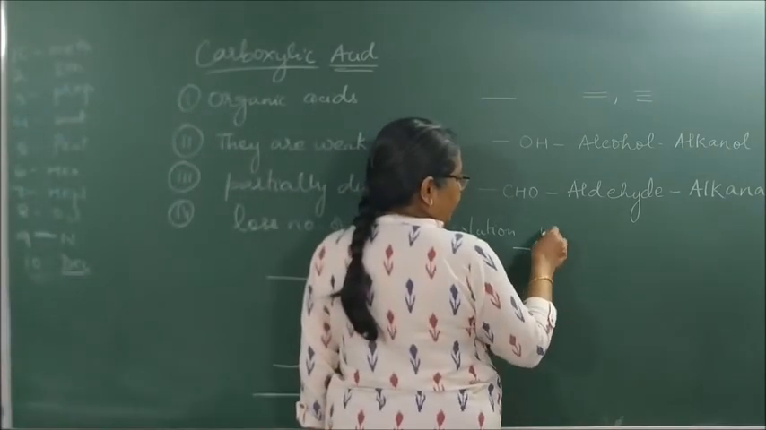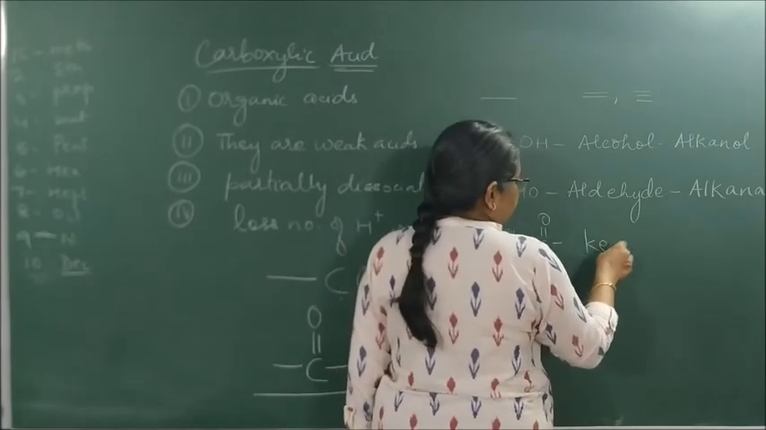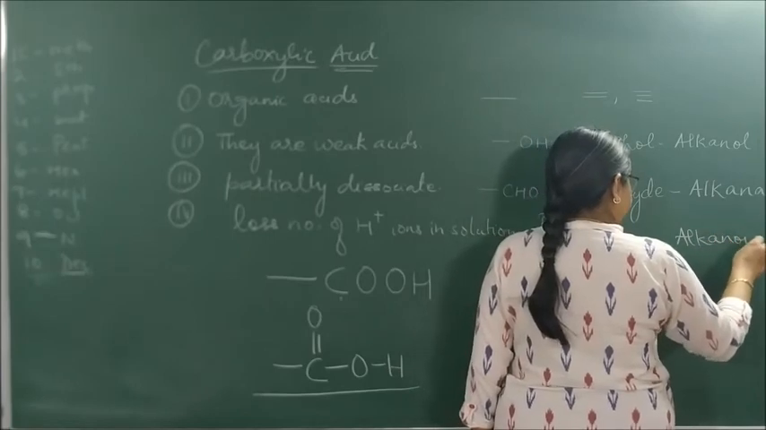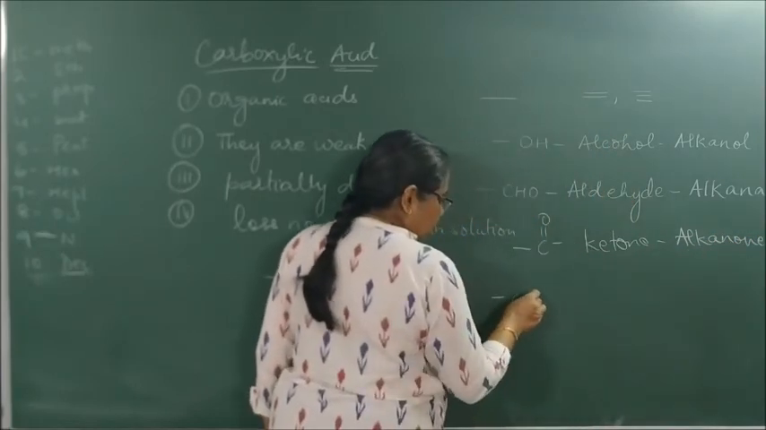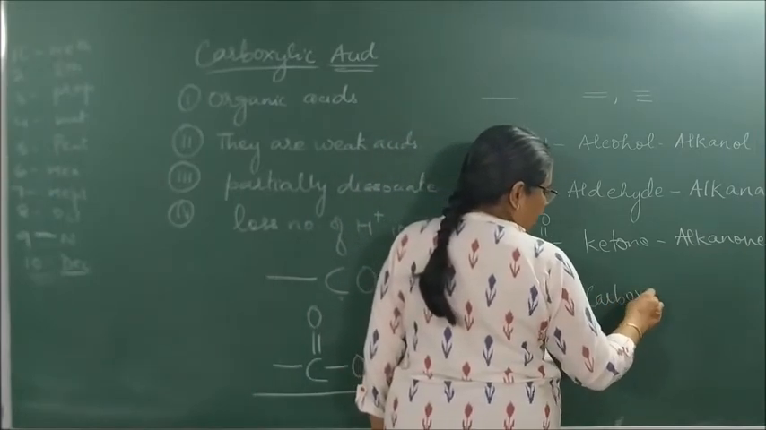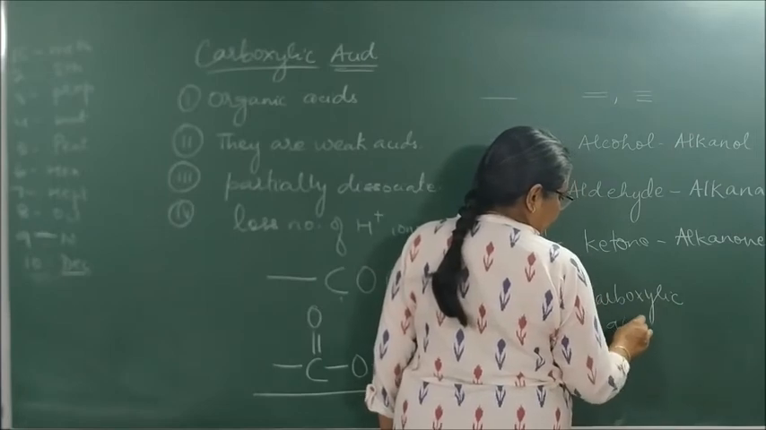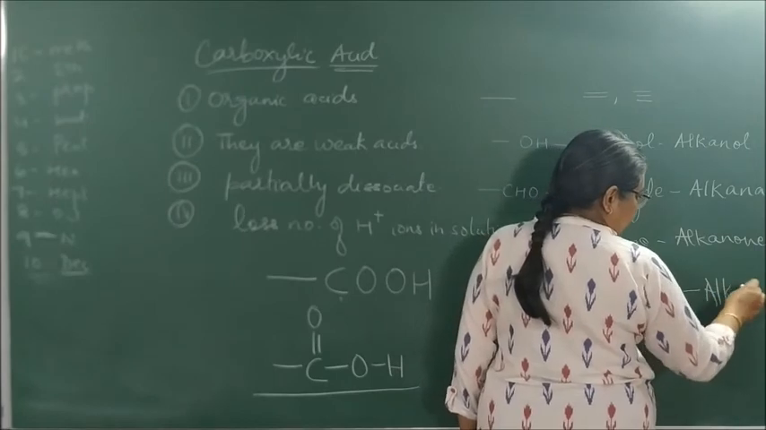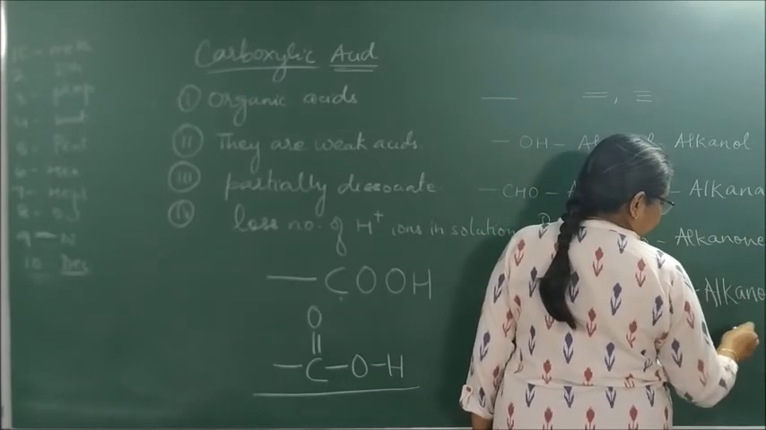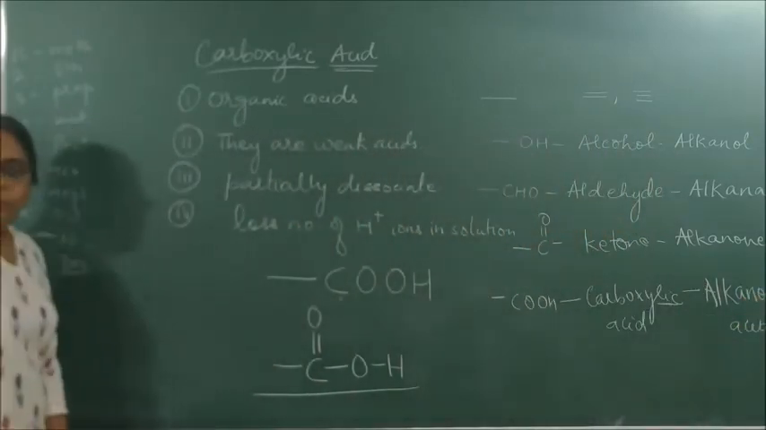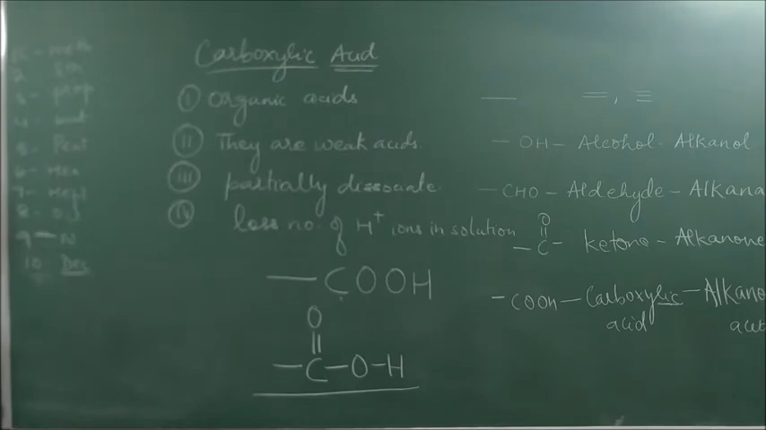In IUPAC, let me first write for ketones. This is ketone and it is called what? Alkanone. Now for acid, it is COOH. This is carboxylic acid. They are named as what? Alkanoic acid. Carboxylic acids are named as alkanoic acids.